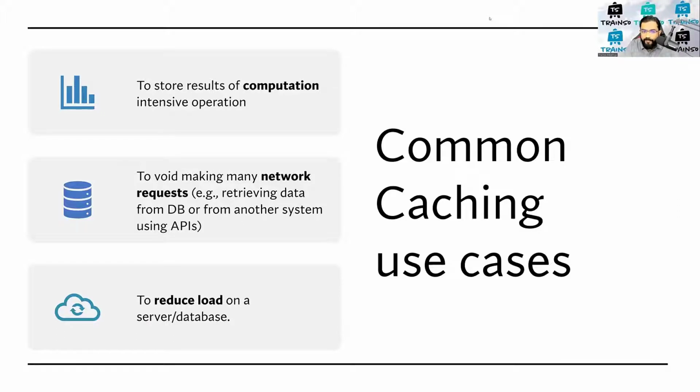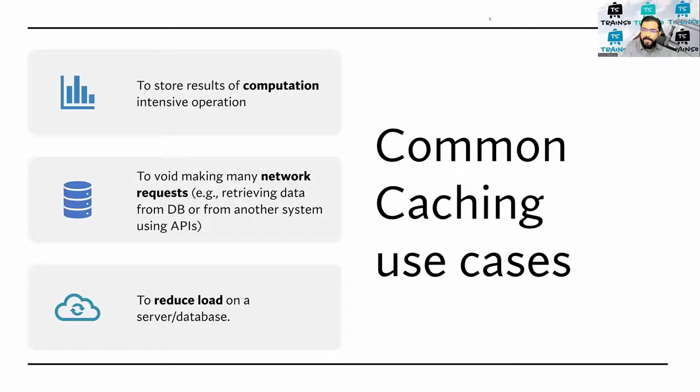Whenever you are making any network request, it will take some time, right? We learned about latency and throughput in a previous session, right? To avoid that extra network request, there also you can cache data. So whenever you are making a call to your database or to another system, you get the results and you cache it, so that next time when you need it, you don't have to make that database request, or you don't have to go to the other system through APIs. To reduce the load also, you can have caching at various different levels. So these are just some of the common caching use cases.